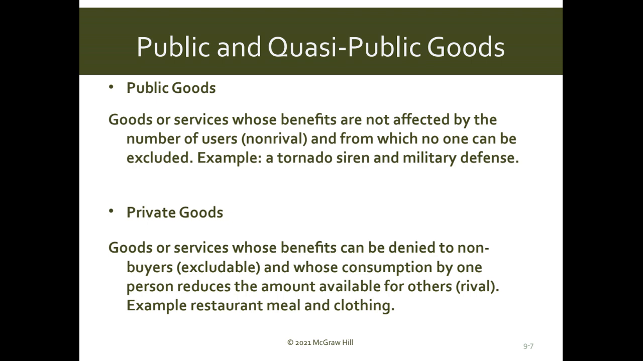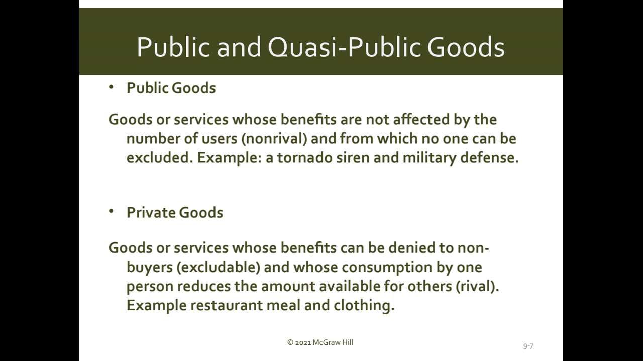Okay. The examples are a tornado siren, so you can't exclude anyone, and also it can be jointly consumed. Military defense, so the military cannot say that I'm going to only defend one house and the neighboring house will not be defended. That's not possible. So you have both non-rivalry and non-excludability.